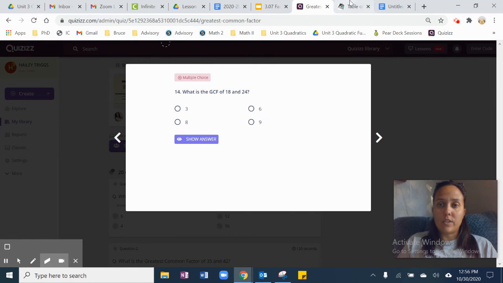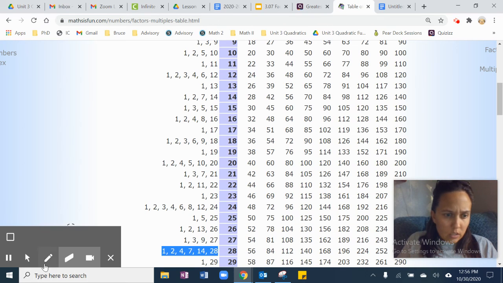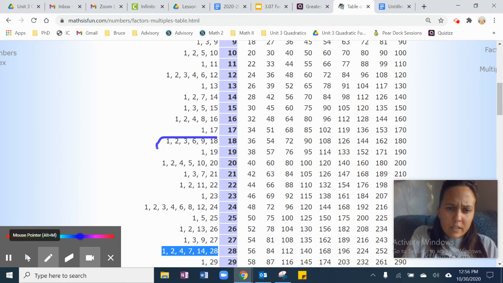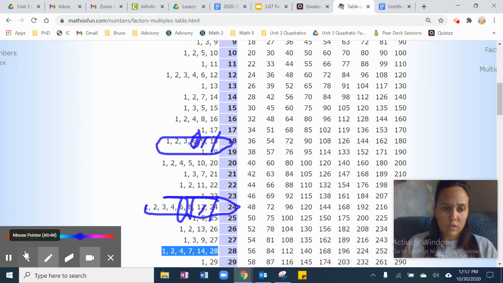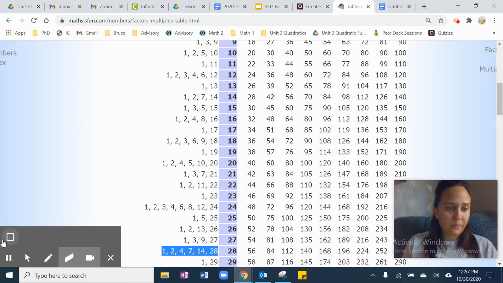But again, if we went to our table, 18 and 24, we have 18, we have 24. So they don't have 24 or 18 in common. They don't have 12 or 9 in common. They don't have 8 or 6 in common. Oh, they do have 6. There it is. So 6 is the first largest number they have in common.